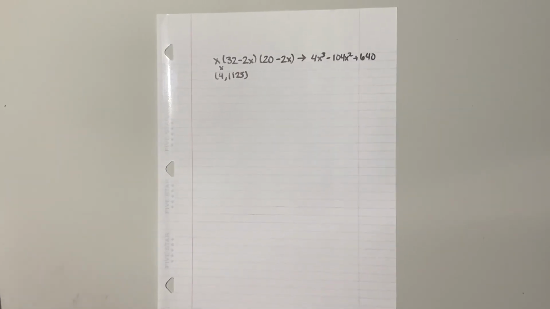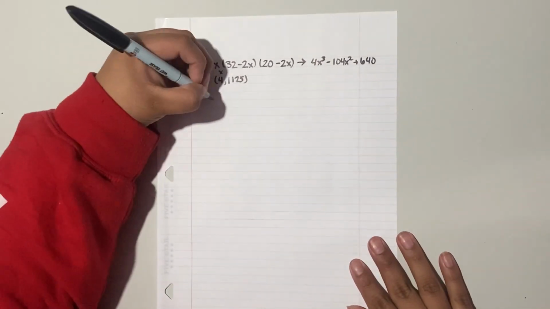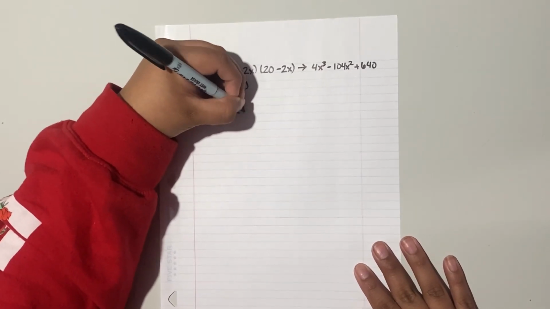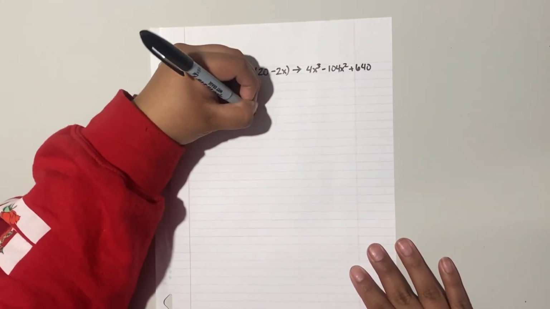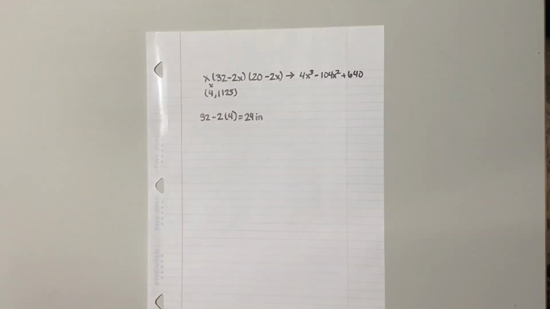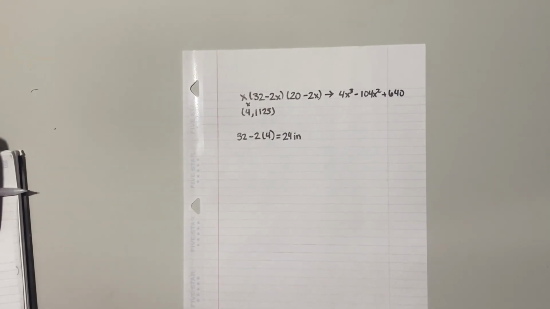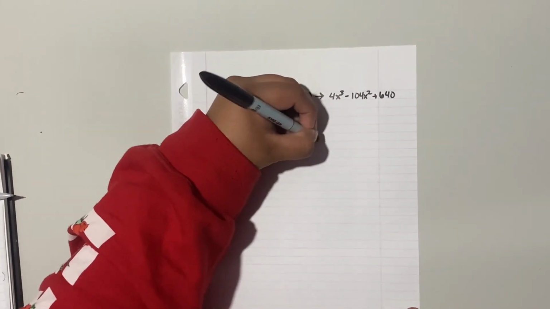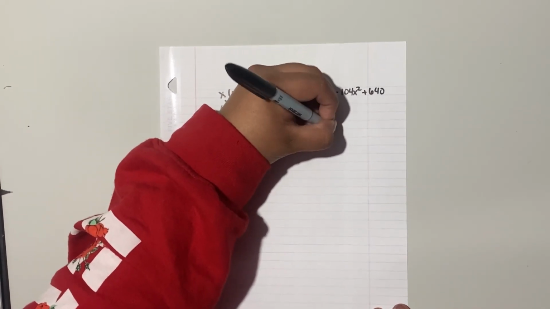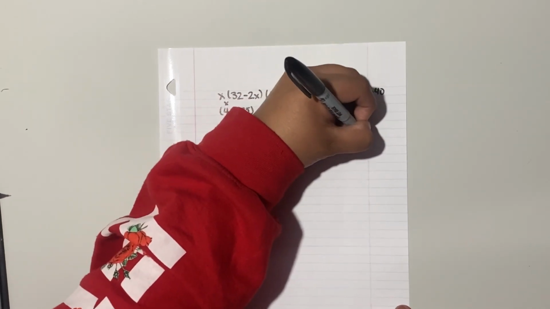Now to find our new length, we're going to substitute 4 for x in our expression. So 32 minus 2 times 4. That gets us 24. So our new length is 24 inches. And to find our new width, we're going to substitute 4 for x again. So our new expression is now 20 minus 2 times 4, which gives us 12. So our new width is 12 inches.